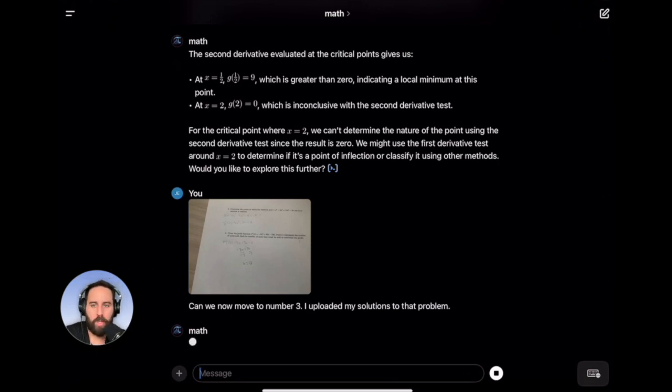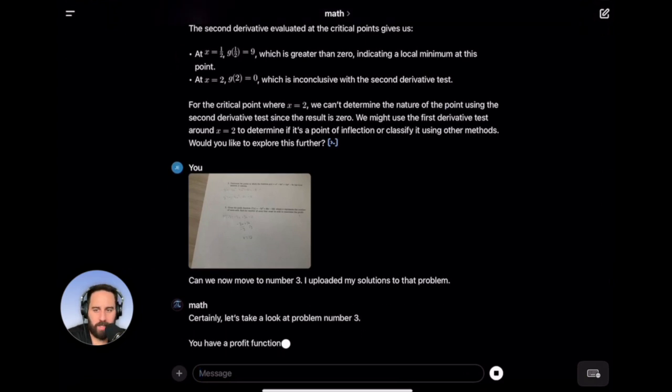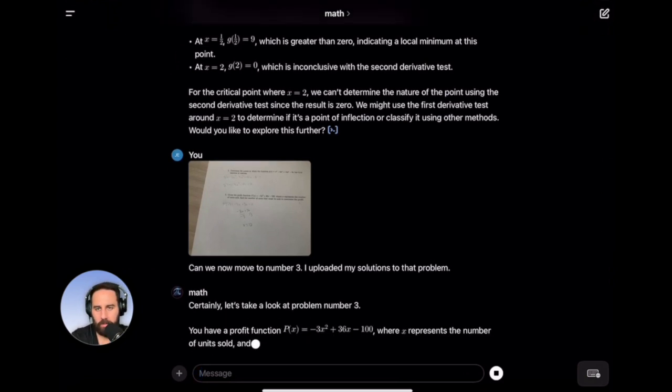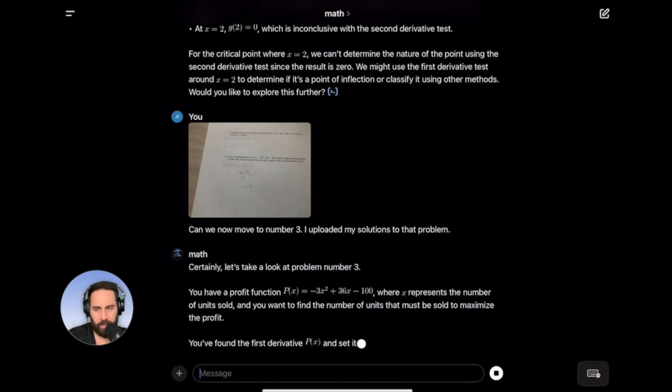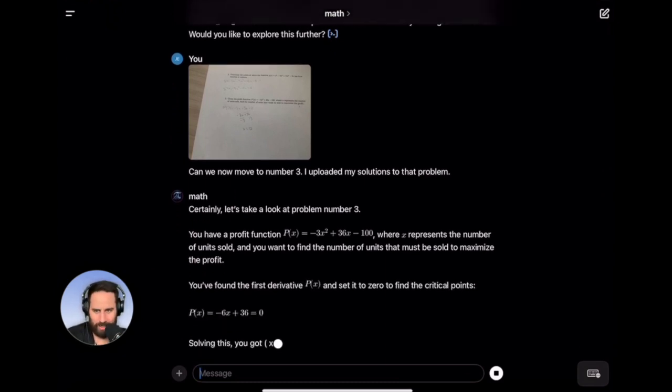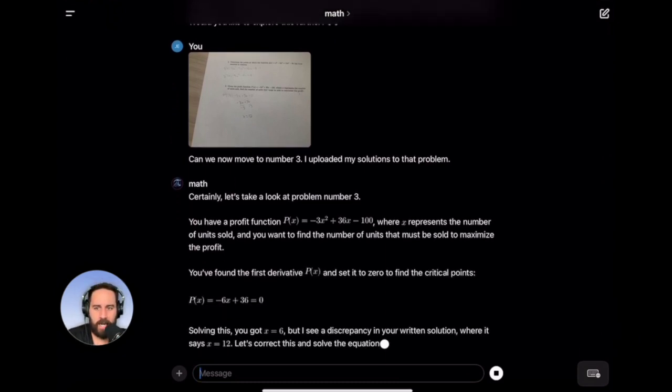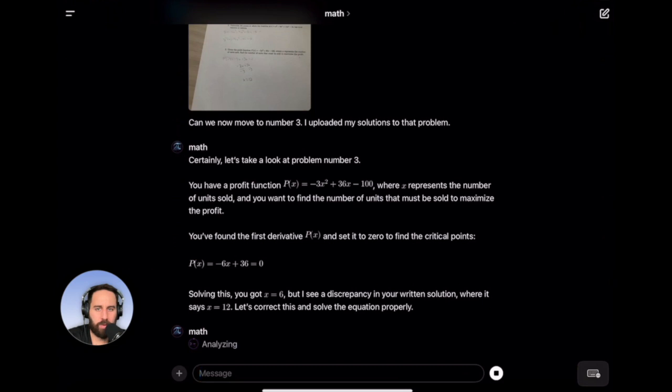All right, so we're moving on to number 3. Again, it is given the profit function p of x equals negative 3x squared plus 36x minus 100. So this is another optimization problem. We're talking about profit here, a business. This is classic business calculus, with some economics in here. In an economics course you're going to have to take a derivative of a function.